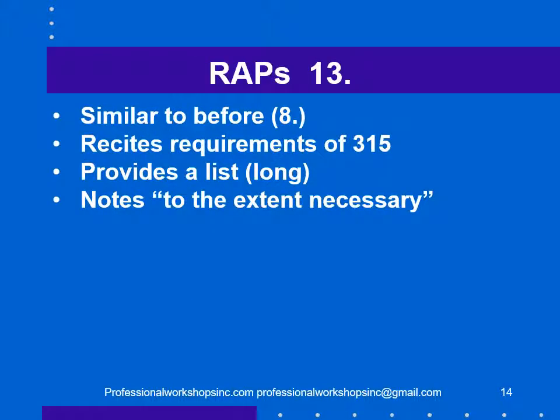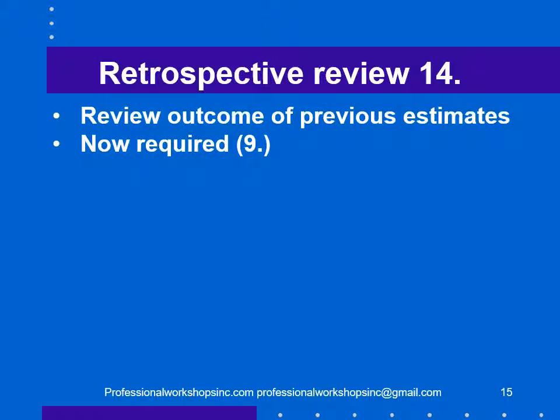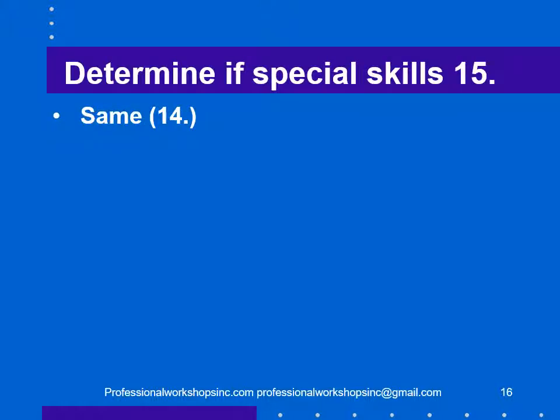So the detailed paragraphs. Paragraph 13, similar to before, it's pretty much the same as old paragraph 8. It recites the requirements of 315 and provides rather a long list of things we might do. But it notes that this is done to the extent necessary. So I don't think that really is any change, again, unless risk of material misstatement is really high. Paragraph 14 requires a retrospective review, which is now required by paragraph 9. So that's no change. Paragraph 15, same as old paragraph 14, determine if special skills are needed on the audit team.